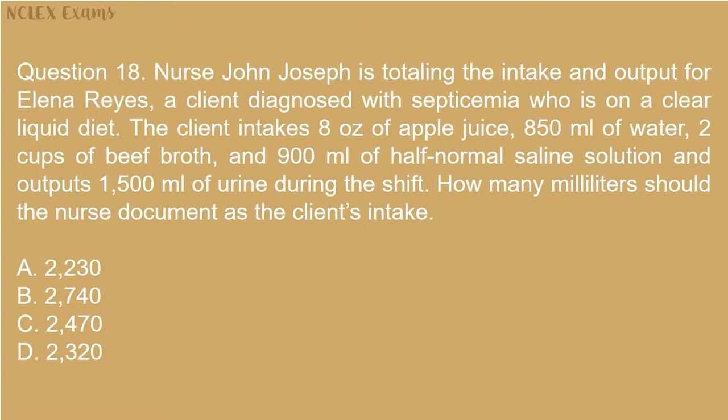Question 18. Nurse John Joseph is totaling the intake and output for Alanarase, a client diagnosed with septicemia who is on a clear liquid diet. The client intakes 8 ounces of apple juice, 850 milliliters of water, 2 cups of beef broth, and 900 milliliters of half normal saline solution and outputs 1,500 milliliters of urine during the shift. How many milliliters should the nurse document as the client's intake?